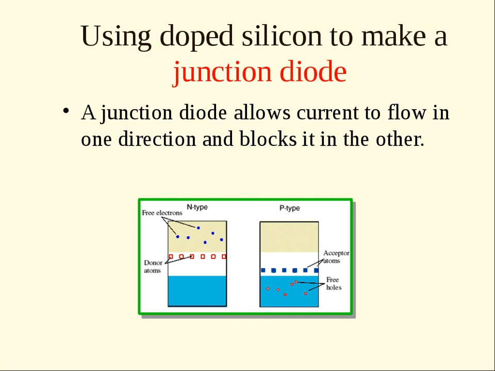The P-type, you have everything similar, but it's on the bottom. Or free holes, sorry, your holes are down here. And then you have your acceptor atoms. Oh, I'm sorry, I got this all backwards. See, it's even hard for me to get this straight.